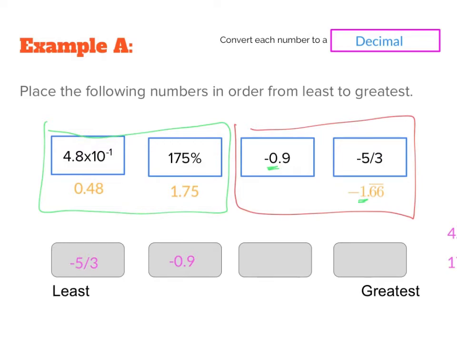I got 4.48 and 1.75. And again, I can see that this 1 is going to be larger than this 0. So since the 1 is larger than the 0, I know that one is the greatest, so 175%. And then that 0.4 times 10.8 times 10 to the negative first slots in between. And there, I've ordered them from least to greatest. Let's go ahead and take a look at example B.